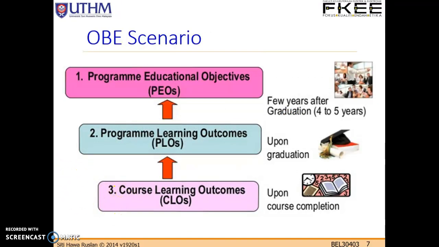So basically, upon completing this course, learning outcome number 3, at the end of this semester, you should have at least a certain outcome. We'll look into that later. And after 4 years upon graduation, that is your program learning outcome, all of you are taking BEJ, Bachelor of Electronic Engineering with honors. And lastly will be the program educational objective, PEO. This one will be assessed after 3 to 4 or 5 years after your graduation.